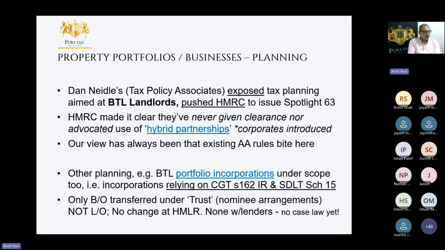I think it was very much Dan that exposed hybrid partnerships, which led to HMRC issuing Spotlight 63. When I say hybrid partnerships, I'm talking about the types of planning that Less Tax for Landlords were promoting and pushing in the market. It's where an individual or a handful of people together were encouraged to set up a limited liability partnership. There was always a corporate inserted there as well. The idea being that income was diverted largely to the corporate so that the tax rate was lower.